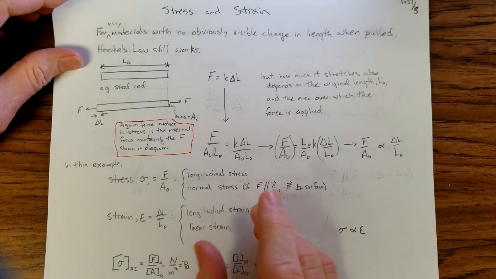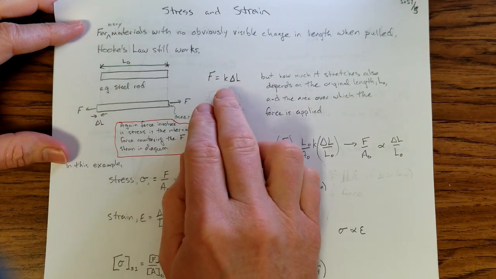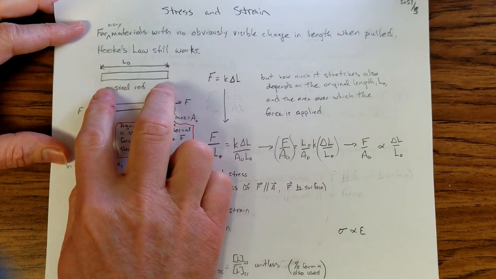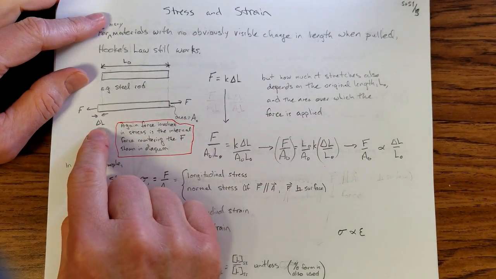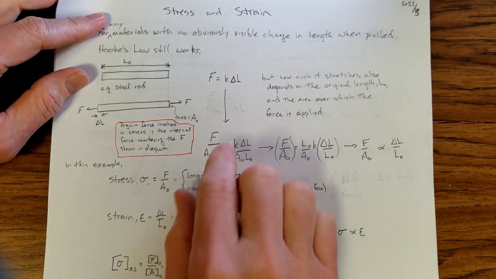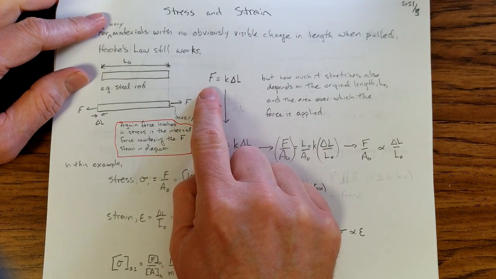And some materials stretch better than others. So Hooke's law is still in application here. If I take a steel rod and I pull on it, it will stretch some amount delta L. And so let's just see where that goes. I apply a force, and how much it stretches is proportional to it.